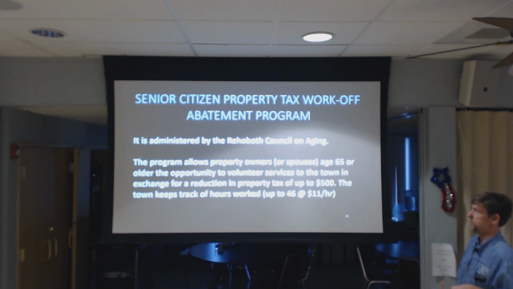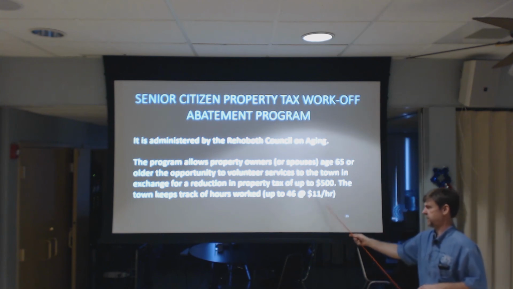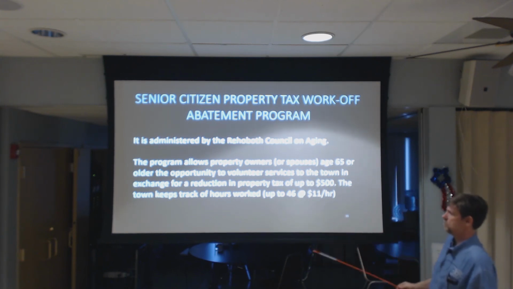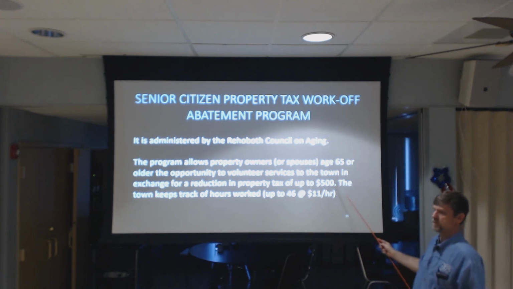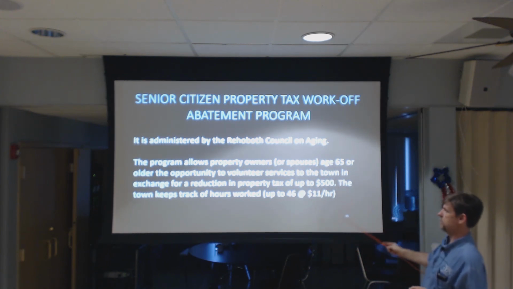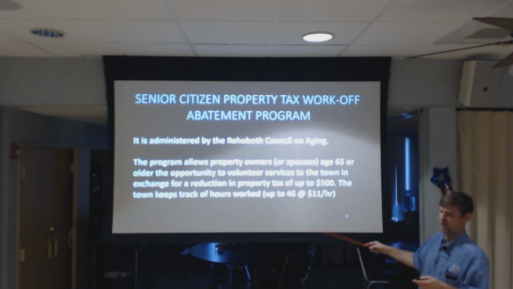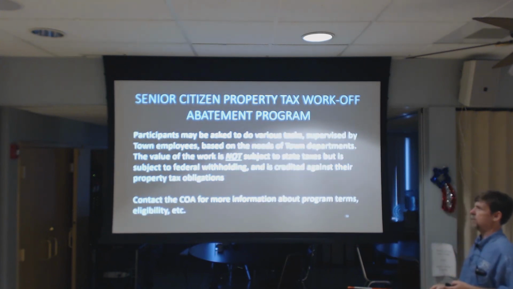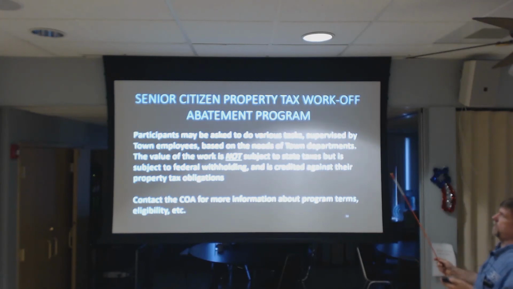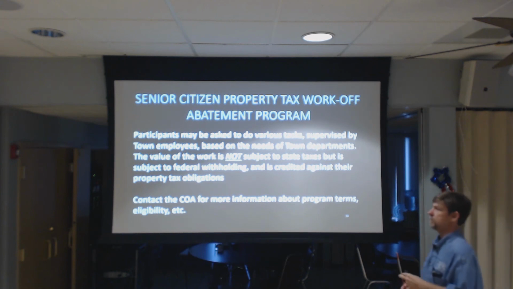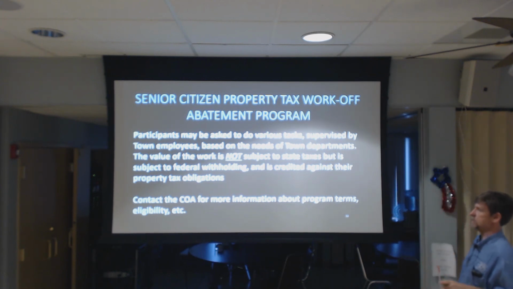The program allows for property owners or spouses over the age of 65 to volunteer services for the town at minimum wage. This is a little bit out of date because I think they just increased the minimum wage. So you can get a reduction of up to $500, and it's based upon the hours you work at minimum wage. So you're asked to do various tasks for the town. The value of the work, this is very important, is not subject to state taxes, but is subject to federal withholding, and it's credited against your property tax obligations.